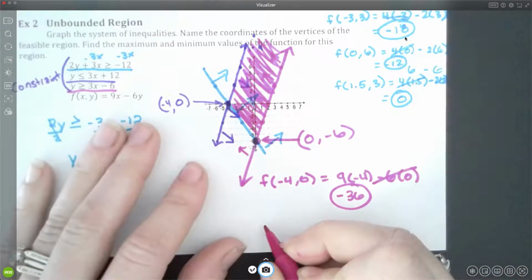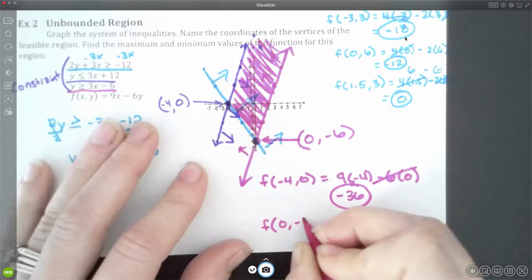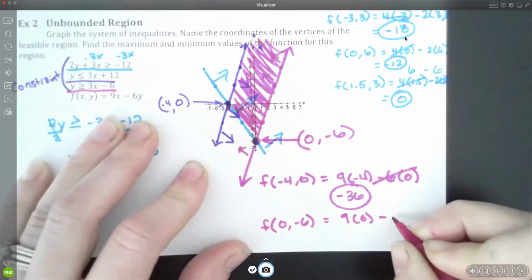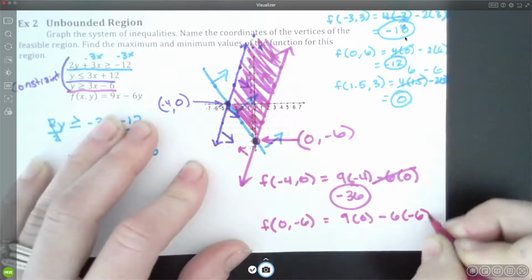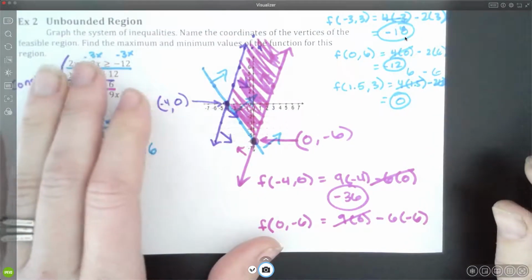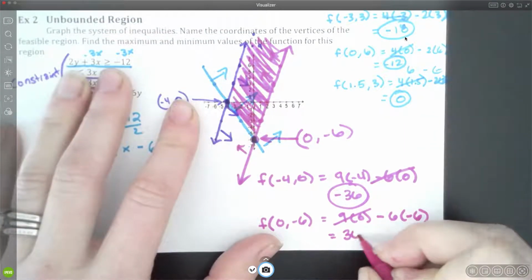F of 0, -6 is 9 times 0 minus 6 times -6. 9 times 0 is going to go away. What's -6 times -6? Negative or positive? Positive 36, because there are 2 negatives.